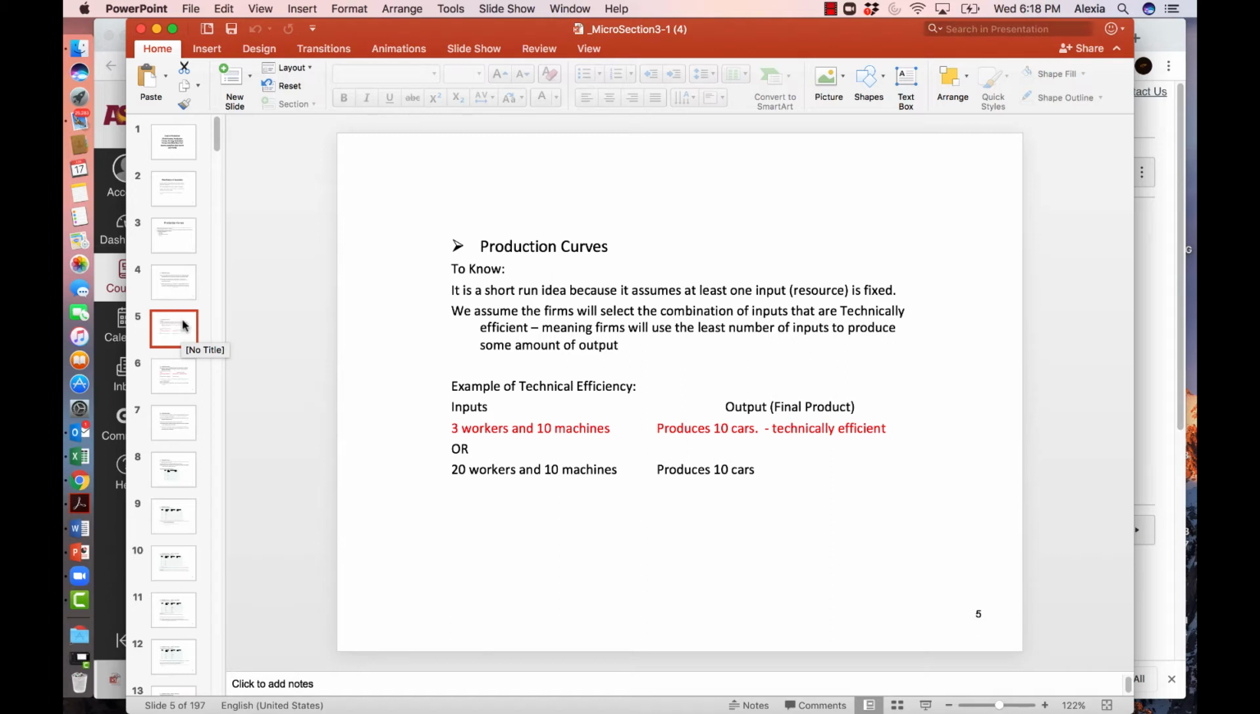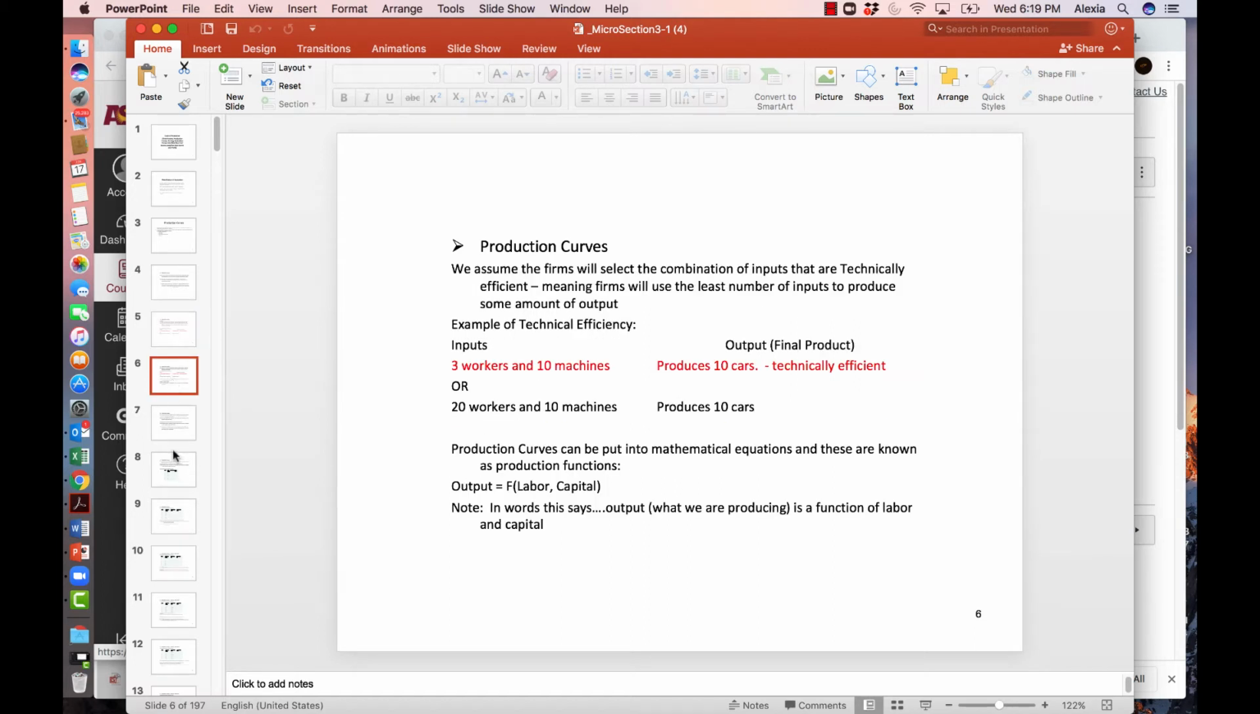So if you were given as a manager these two options, it would make sense that the one you'd want to go for is the one that requires fewer inputs. So that's all we mean by technically efficient. It's the combination of inputs required, the least number to get some amount of output. We're going to assume that companies are always going to want to select those combinations, and so we move forward assuming that with production theory.